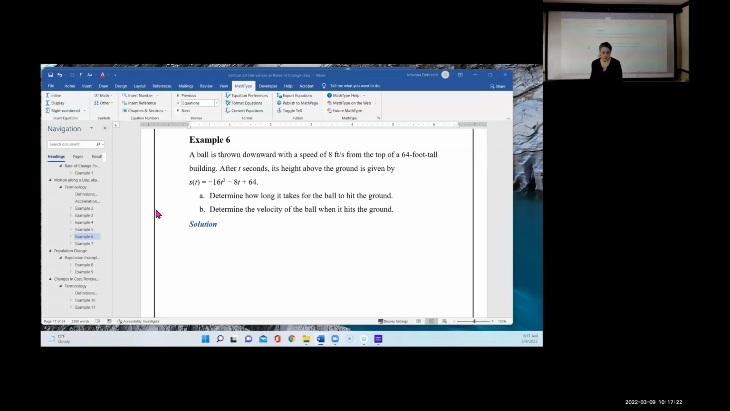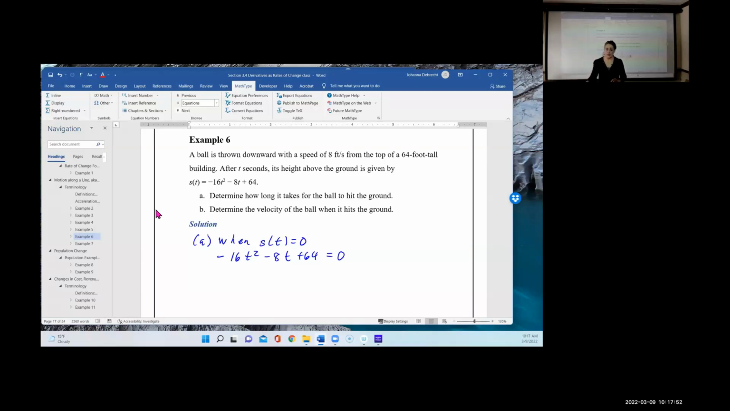So the first thing we need to do for part A is find when, well, when S of t is equal to 0. So we have -16 t squared minus 8t plus 64 equal to 0. The first thing I would do would be to do what?